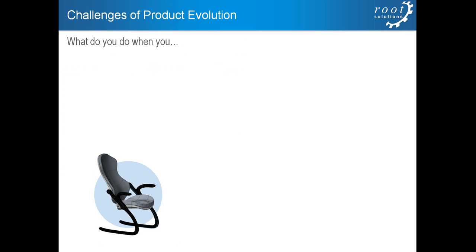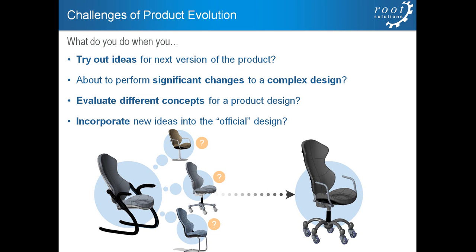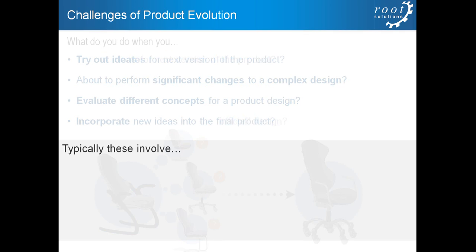So we have this new product, we have this existing design, and I've got all sorts of great ideas to push this product forward. But these ideas are probably going to involve significant changes to an already really complex design. How do I evaluate all of the avenues I want to go down? And how do I incorporate these into my official design?